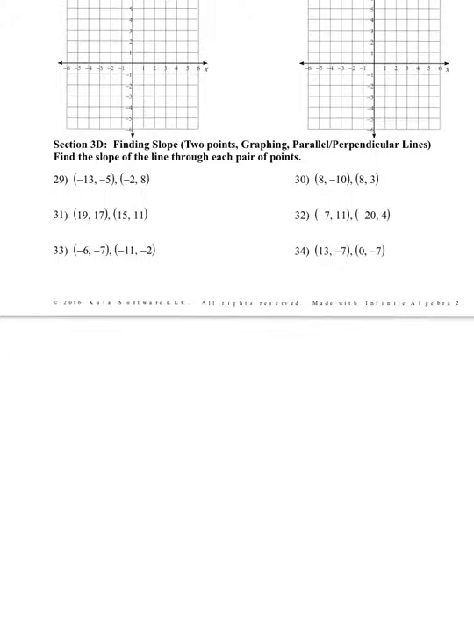In section 3D here, we're going to look at finding slope from 2 points, from graphing, and do some graphing stuff, and also talk about parallel and perpendicular lines and how that relates to slope. If you're just given 2 coordinates, we have a slope formula, and this will be on the reference sheet, but if you remember, your slope formula is m equals y2 minus y1 all over x2 minus x1.